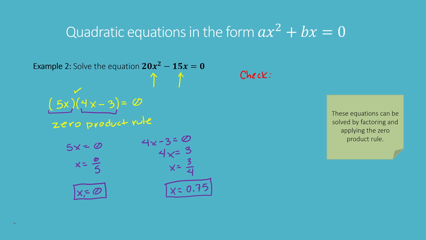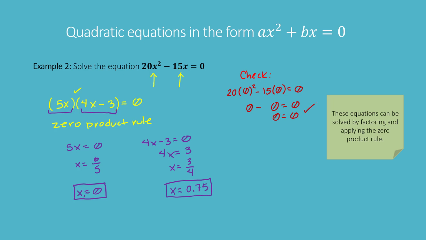To check our solution, we substitute the values in the equation. 20 times 0 squared minus 15 times 0. Okay, let's solve. The square of 0 is 0, and 20 times 0 is 0, minus 15 times 0, 0, and 0 minus 0 is 0. So our first solution is correct.